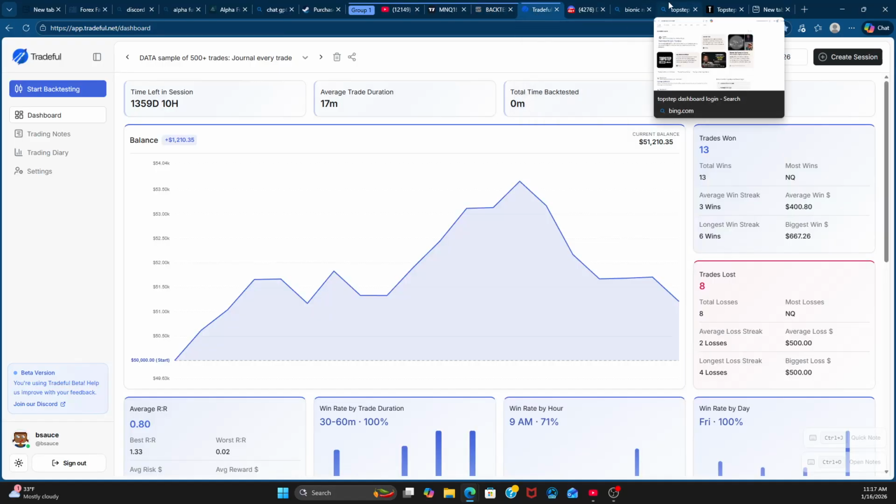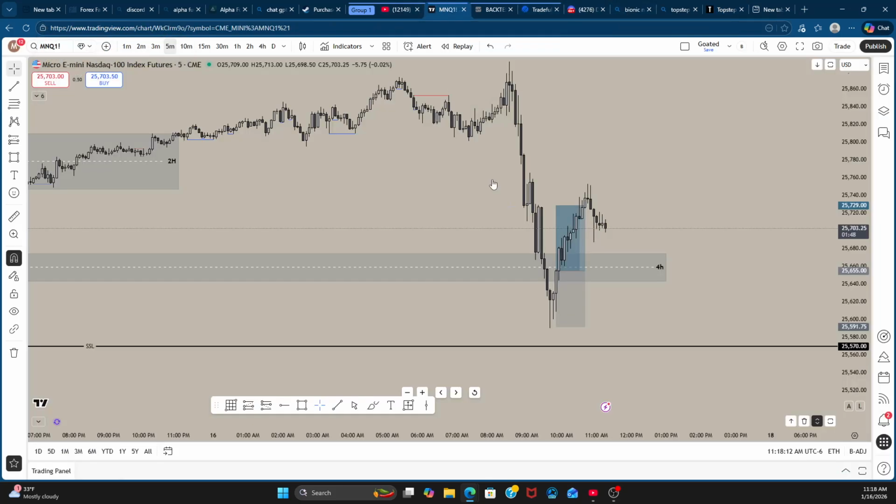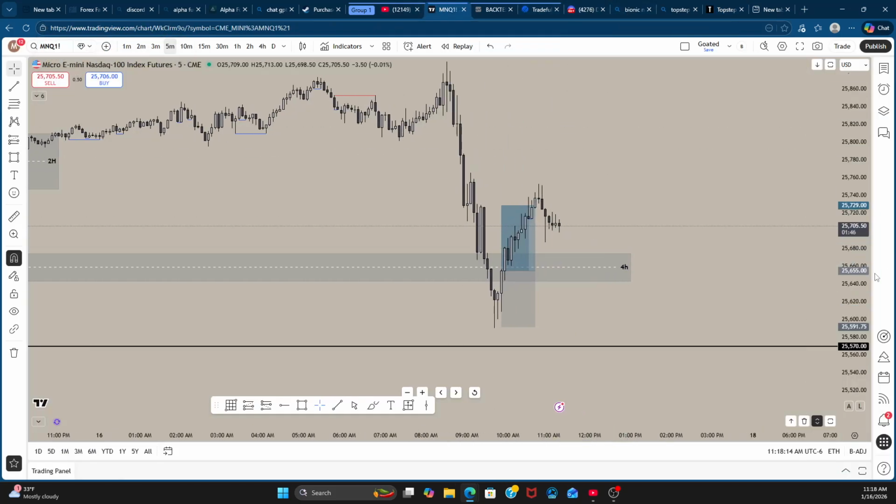Also, I'm thinking about getting an account. I don't know if I want to go with Top Step and get their standard 50K no activation fee. But then I got to use Project X, and I don't know how I feel about that. I like Project X, but I also just like TradingView. I like entering on TradingView. I think TradingView is dope.